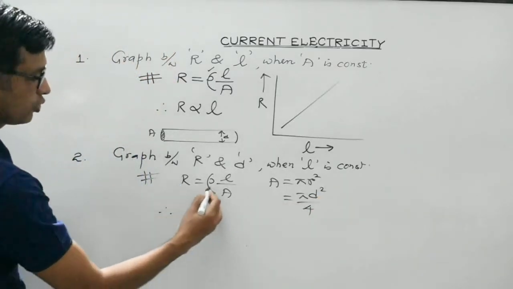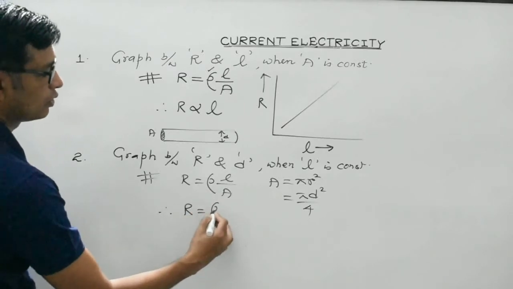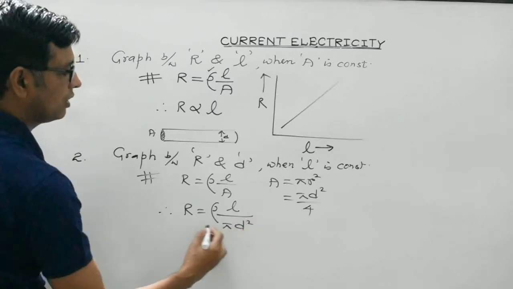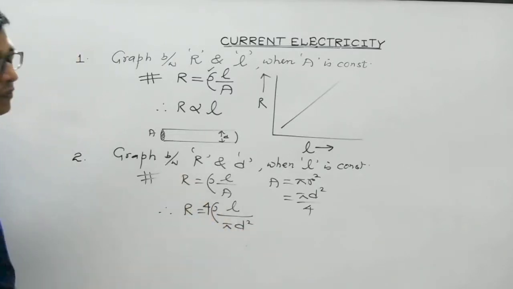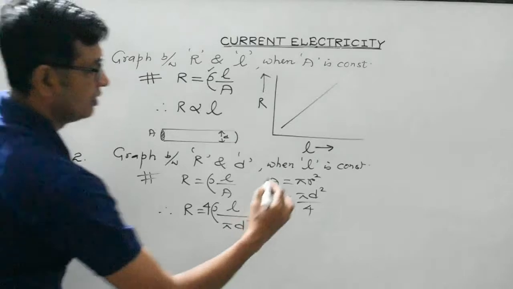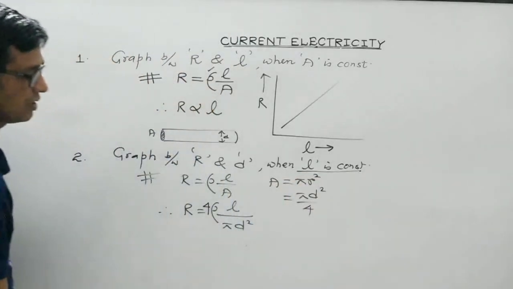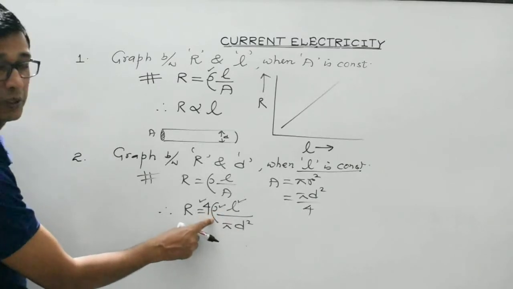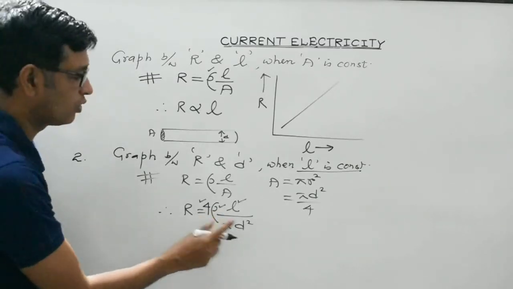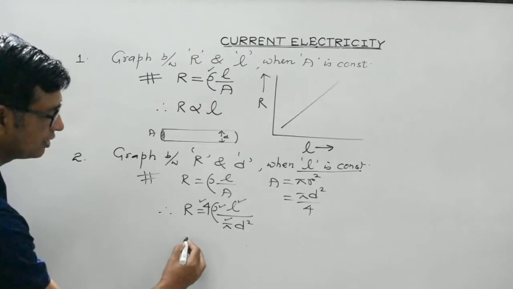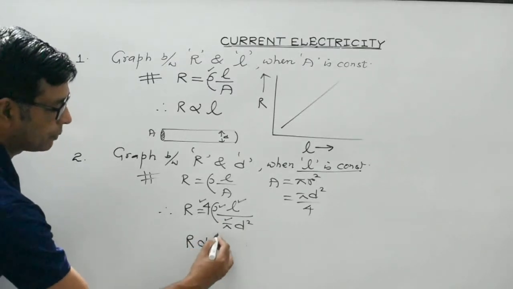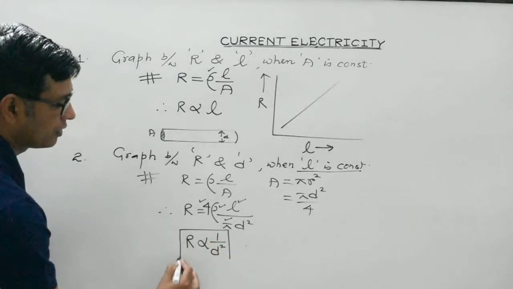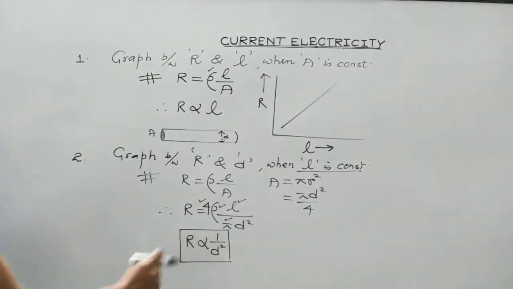So therefore, substituting this value over here, we get rho L by, in place of A, we will write pi d square by 4. Now look, this is the key point. Length is constant, 4 is constant, rho, the resistivity or specific resistance, for a given material will remain constant. Pi is constant. Therefore, resistance is inversely proportional to the square of the diameter. So we need to plot a graph between these two.